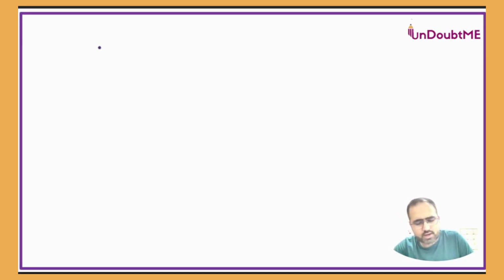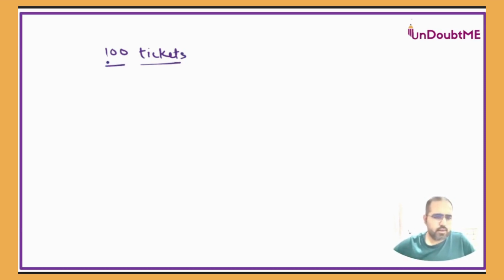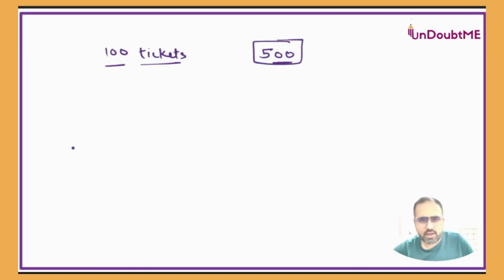Let's say some concert organizing committee has given your school 100 tickets for the concert. Your school has, let's say, 500 students, it may be more, we are just taking a number. Out of 500 students, the school has to select 100 students on some basis so that they can gift them these 100 tickets. Are you clear with the situation?